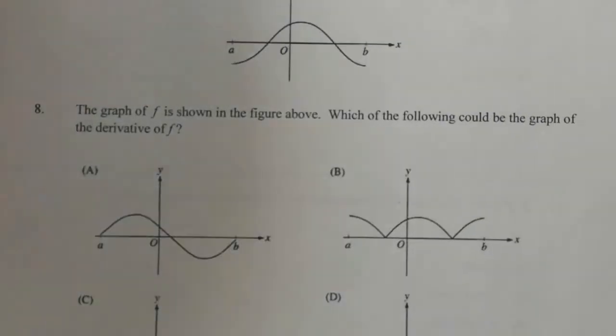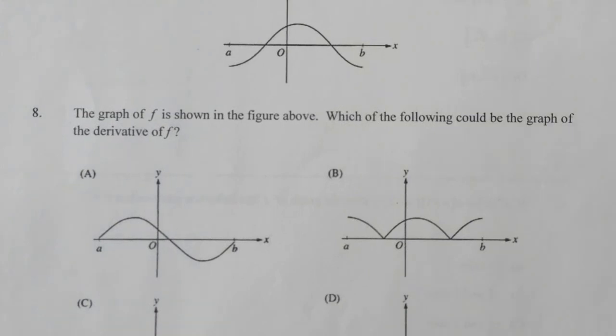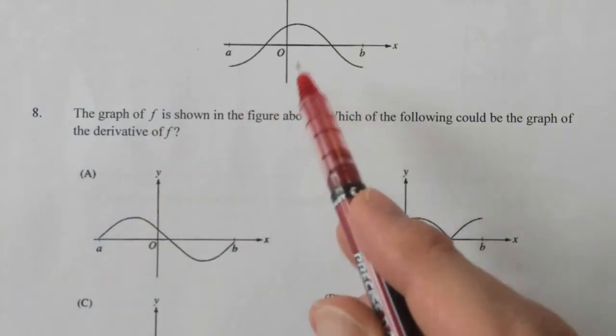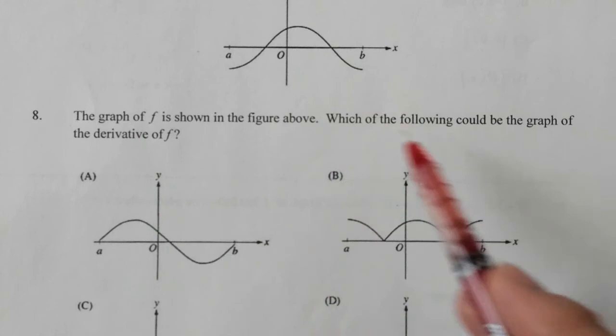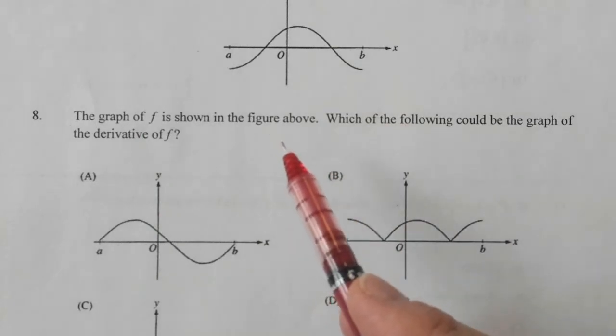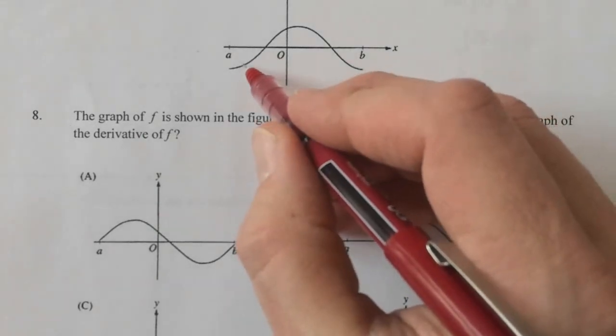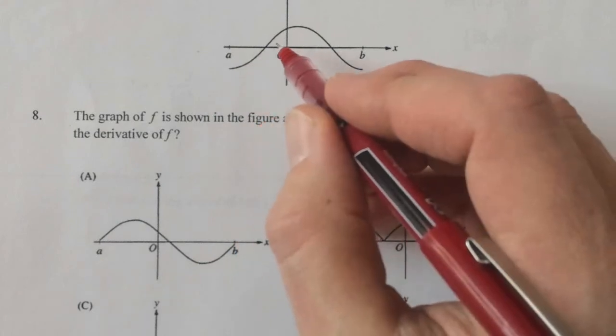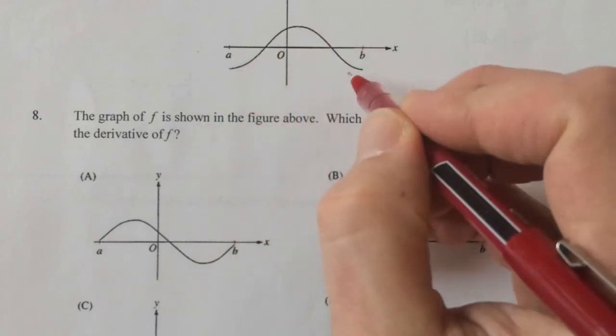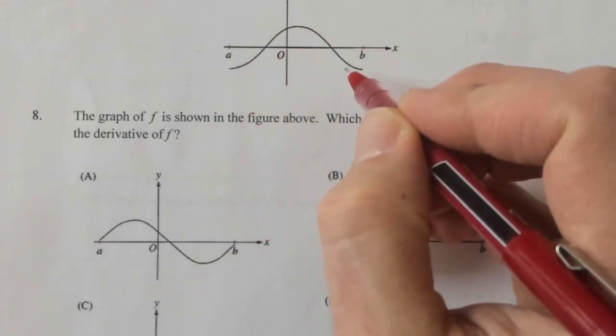Number 8 is not graphing calculator active. Instead, we see the graph of f is shown above. This is the graph of the original function. Which of the following could be the graph of the derivative? So our function is negative, positive, and negative, but that doesn't really help us in regards to the derivative.